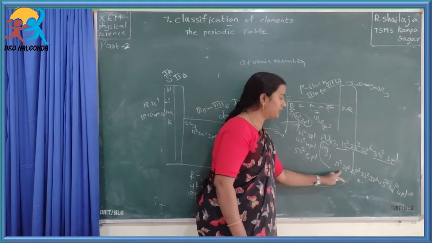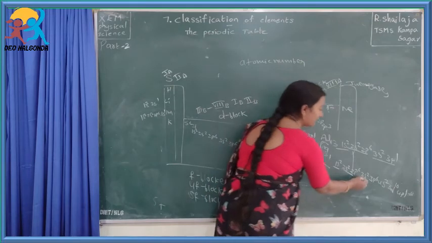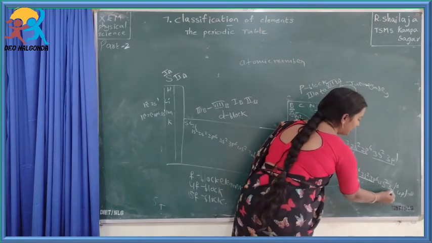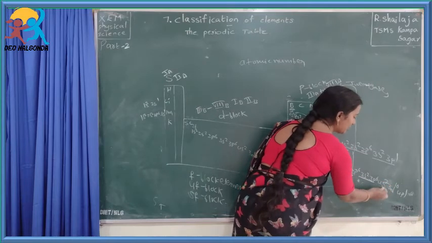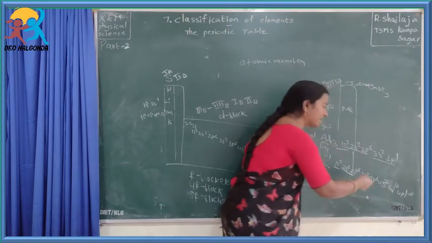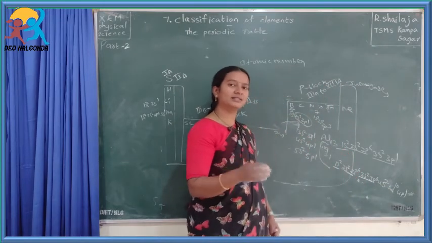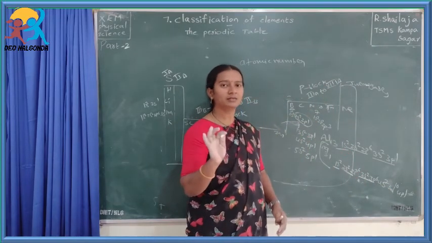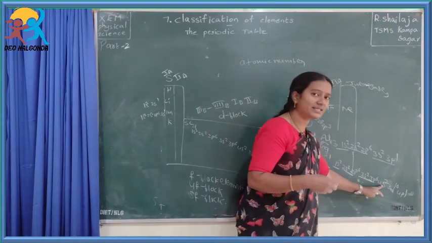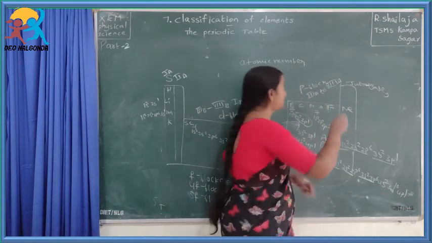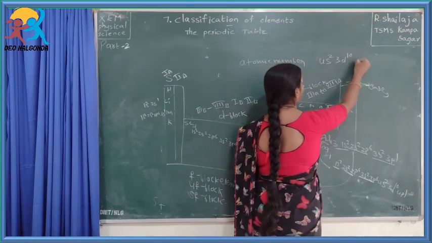The order you have to see: 1s2 2s2 2p6, first shell, second shell, third shell. Here you see 4s and 3d. 3d is the third shell only, 4s is the fourth shell, but while filling the electrons, first we have to fill 4s, then 3d. Why? Because 4s is a less energetic orbital than 3d. How do we know 4s has less energy than 3d? 4s2 3d10 4p1.